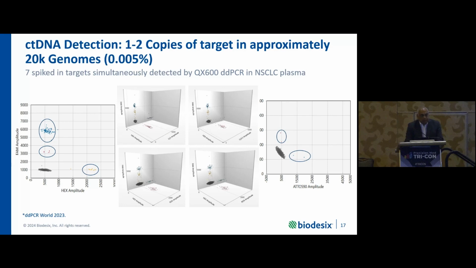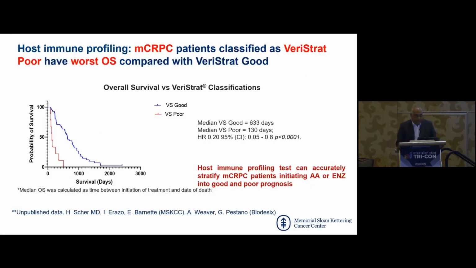But on the proteomic side, Howard didn't share this data, but we'll share it in an upcoming meeting. So this is looking at metastatic castrate-resistant prostate cancer sampled with one of our proteomic tests, the VeriStrat test, and you can see the difference monitoring the immune system as well can have.